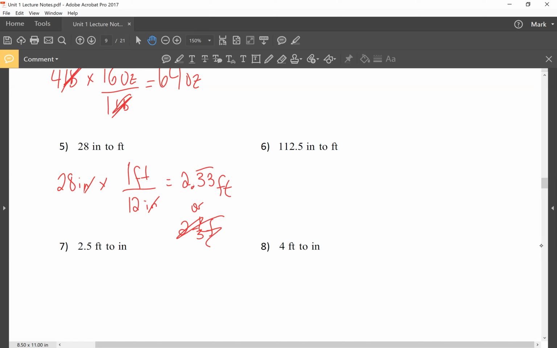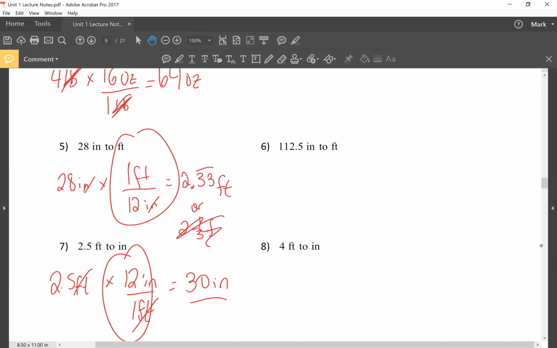All right, 2.5 feet to inches, 2.5 feet. This is probably pretty easy for you guys, I hope. 12 inches over 1 foot. The feet cancel. 2.5 times 12. So that would be 20. That would be 30 inches.